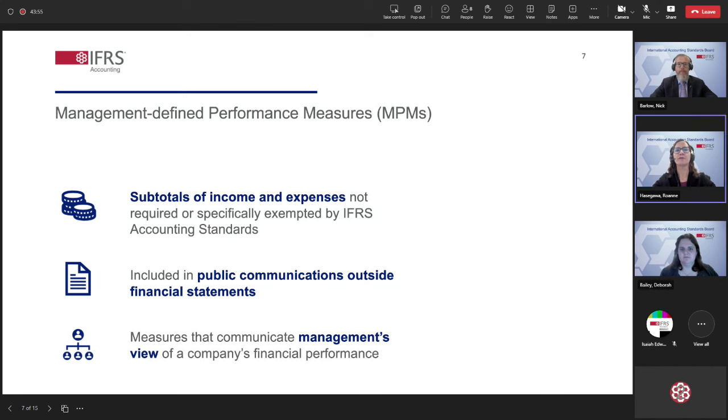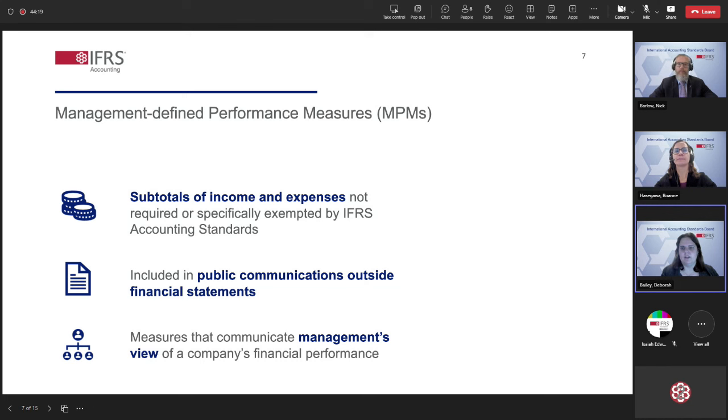Now, I'm quite interested in the last part of the definition, that measures must communicate management's view of a company's financial performance. Can you tell us a little bit more about this part of the definition? Yes, this is another area where the ISB sought to come up with a pragmatic approach to reduce the burden on stakeholders and improve consistency of application.